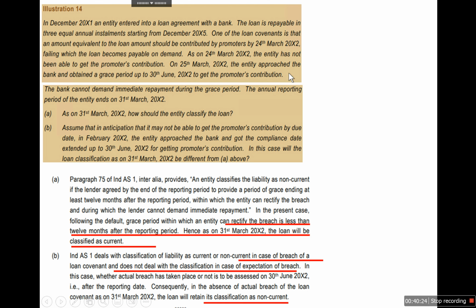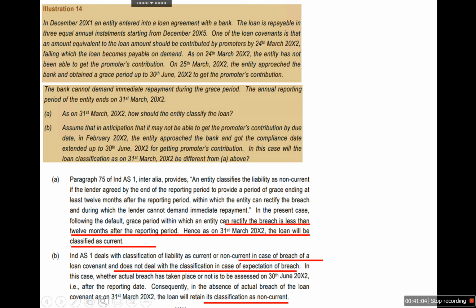On March X2, the entity approached the bank and obtained a grace period up to 30th June X2 to get the promoter's contribution. The bank cannot demand immediate repayment during the grace period. The annual reporting period of the entity ends on March X2. As on March X2, how should the entity classify the loan? Here we need to check whether a breach of covenant has been done or not. So the breach has not been done as on 31st March.